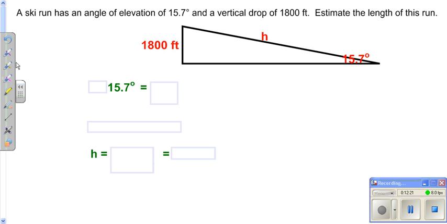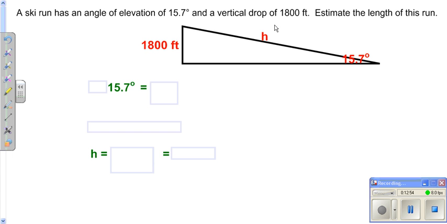So let's go ahead and take a look at this one here. We have a ski run. You're told the angle of the ski hill. You're told the vertical drop. Estimate the length of the run. You were not given a diagram here, so I would first of all draw myself a right triangle. Everything here is going to be a right triangle. You're told that it drops up and down 1,800 feet, so we have that. We're trying to figure out how long the run is, and that's always the angled slope that you go down on a ski hill.